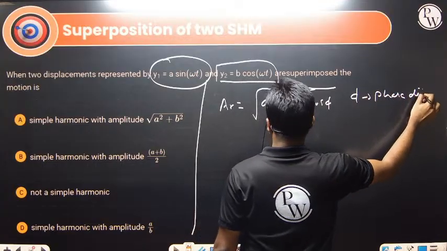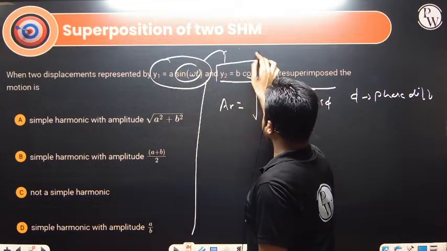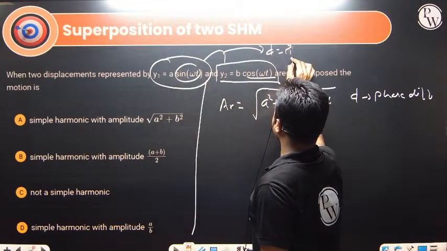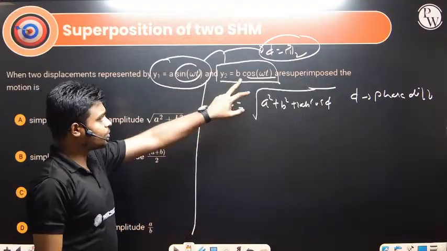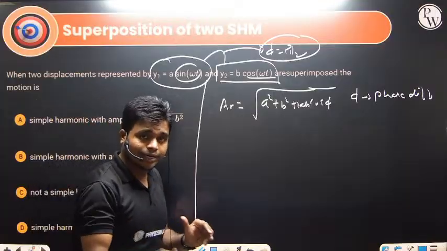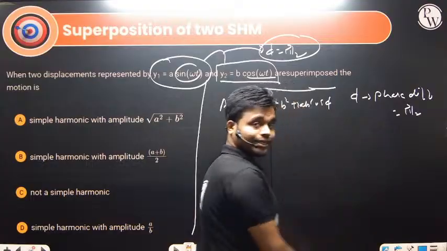Now, what is the phase difference between these two? This one is sine and this one is cos. Phi is given by pi by 2. Remember this: one is sine and the second is cos, so the phase difference will be pi by 2, because we can write cos in terms of sine as sine of omega t plus pi by 2. So the phase difference is pi by 2.